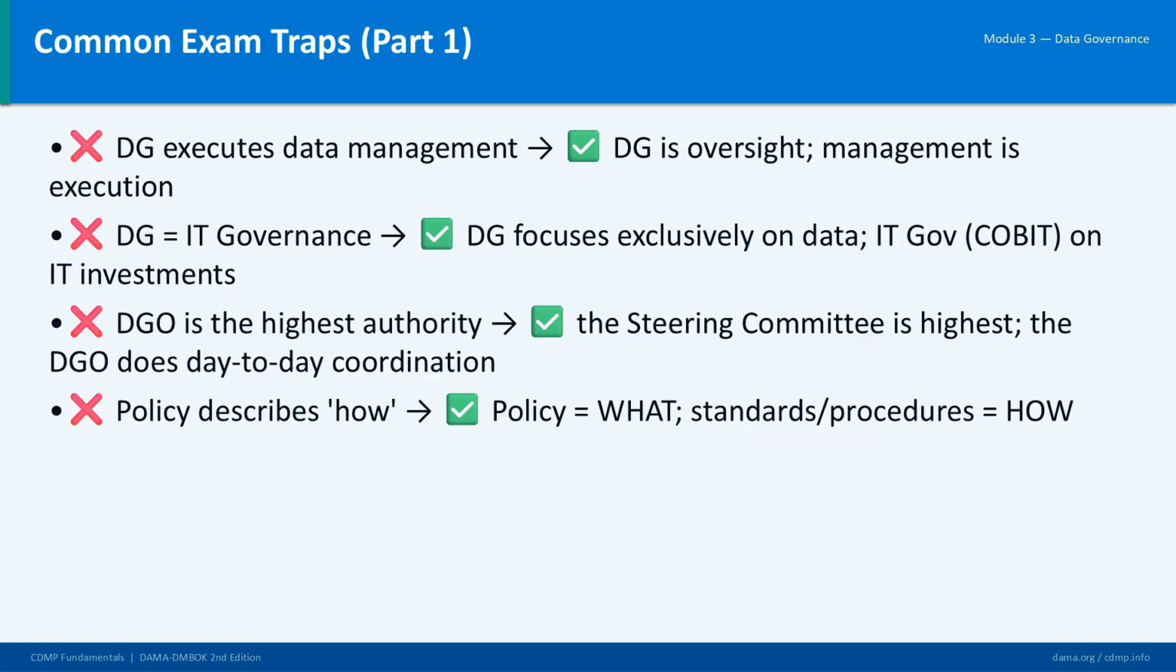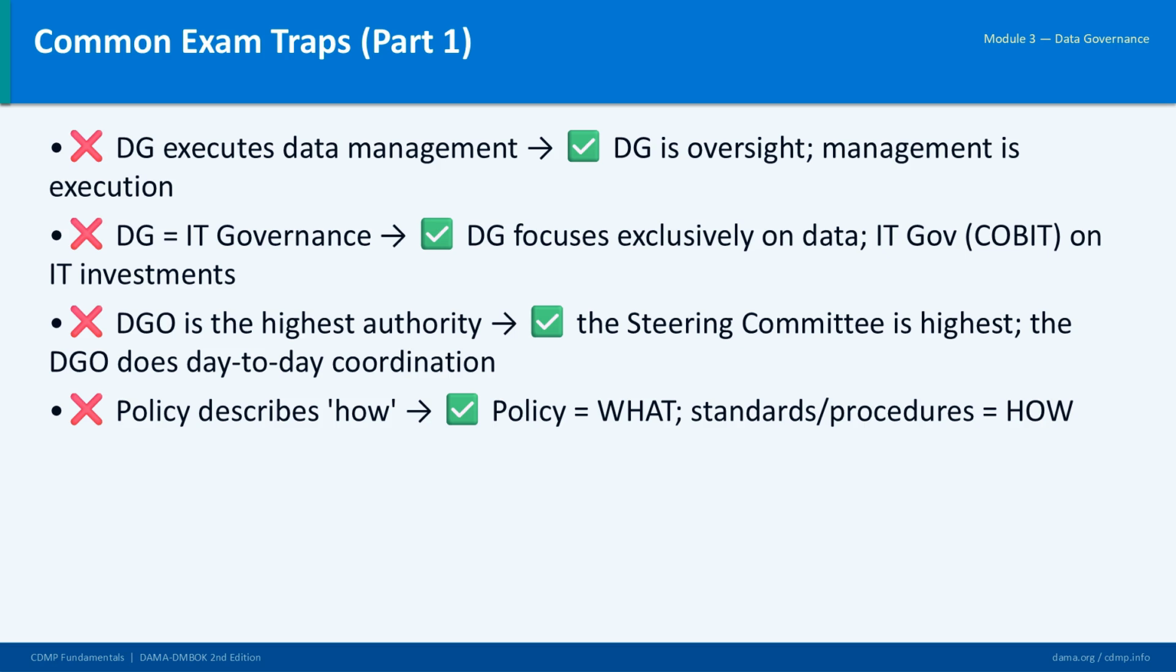Let me walk you through the traps, starting with 4 big ones. First, an answer claiming data governance executes data management is wrong. Governance is oversight, management is execution. Second, don't equate data governance with IT governance. Governance focuses exclusively on data, while IT governance, through COBIT, focuses on IT investments.